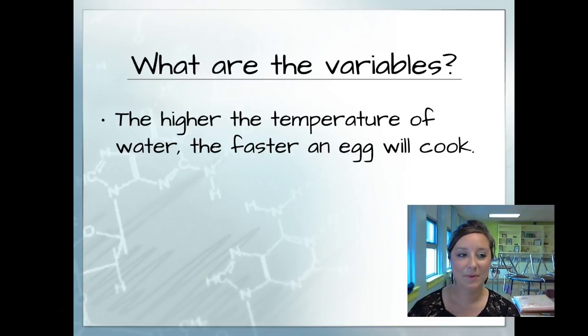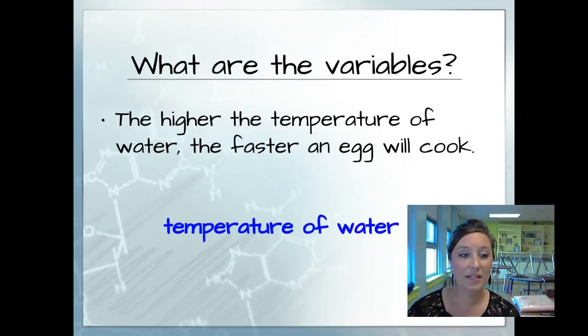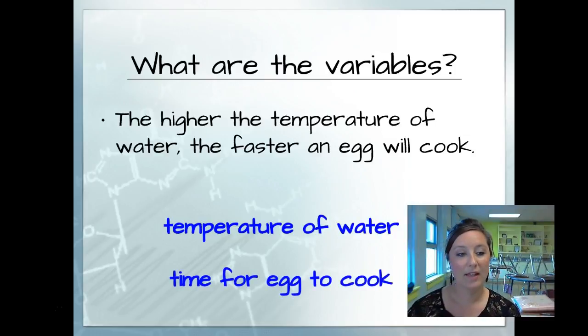Okay, so let's do one more practice. The higher the temperature of water, the faster an egg will cook. So you pause the video, write down your answers. You should see temperature of water, that's one thing that we can change. And the time for the egg to cook is another thing that we can change.